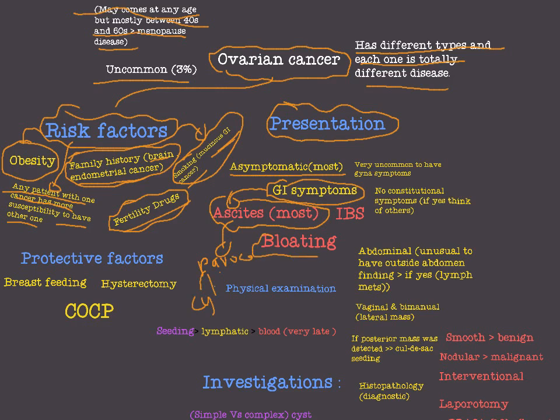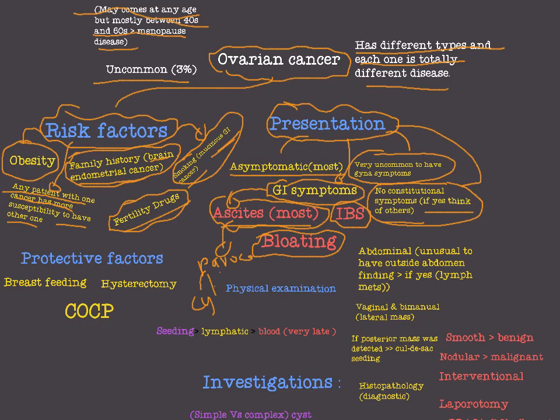Bloating also is an important GI symptom of ovarian cancer. Irritable bowel syndrome-like symptoms are also very important. So asymptomatic is the most common presentation, and GI symptoms are the second most common. Ascites, don't forget ascites. It's very uncommon to have gynecological symptoms. A patient with ovarian cancer rarely comes to clinic with gynecological symptoms, and no constitutional symptoms. Weight loss, nausea, vomiting rarely happen. If they are there, then you have to think about other things.